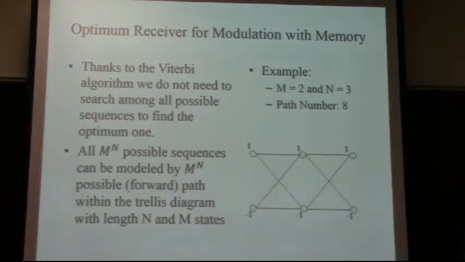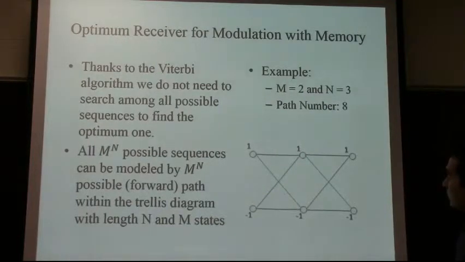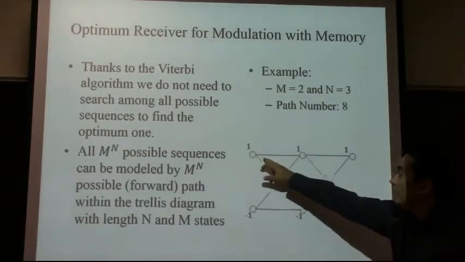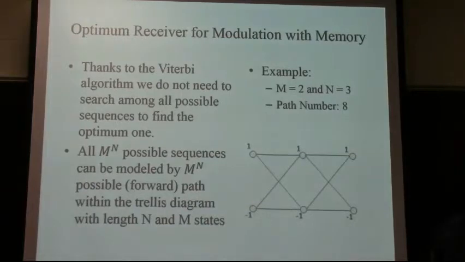Like this. How about 1 to the minus 1? The diagonal. What do you mean? This one, no, you need to start from here and go through the trellis; you need all the paths with the length N. You can check that, that's fine.